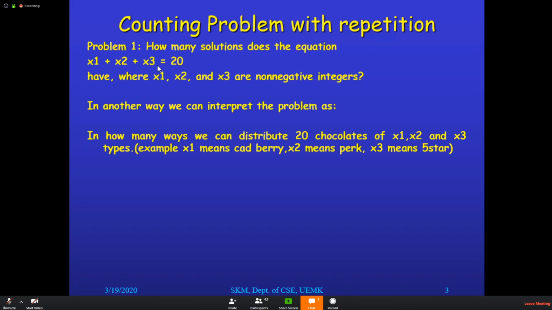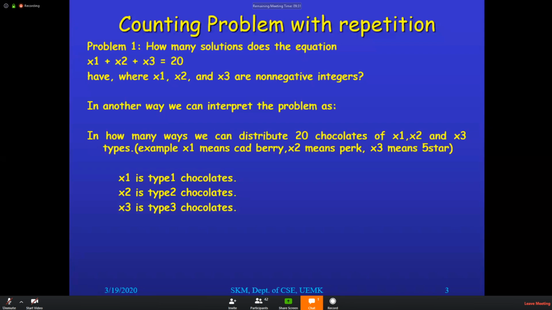What is the categories of chocolate? Now we are saying that x1 means Cadbury, x2 means Park, x3 means 5-star. So you have to count 20 chocolates from these 3 different categories. So this x1 is clearly not a number of chocolates, but the number of Cadbury. This is a category of chocolate. So x1 is type 1 chocolate, x2 type 2 chocolate, x3 type 3 chocolate. Now once we are selecting, I can select Park at first, then 5-star, then Cadbury. This way we can go.